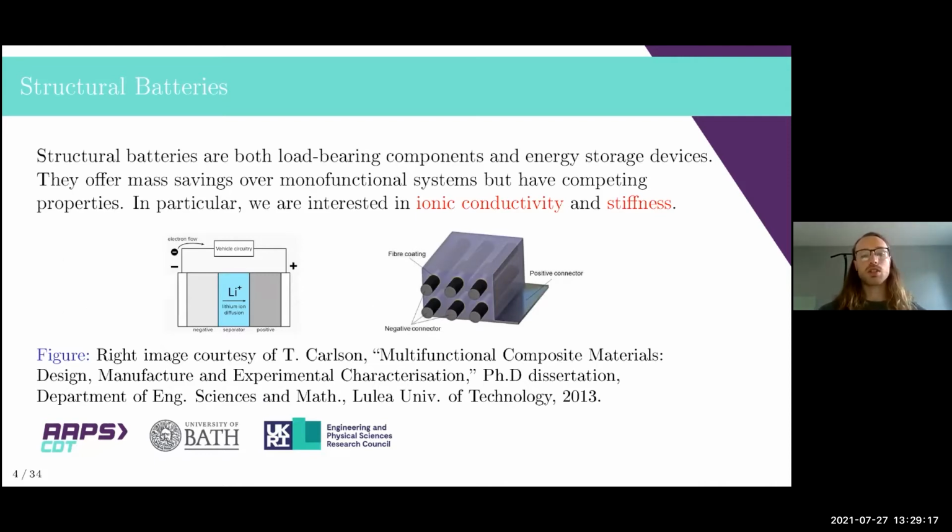Because of the CDT, I'm focusing on an automotive context. So I'm looking at structural batteries, but what is a structural battery? It's a dual purpose battery, being an energy storage device and also a load bearing component.